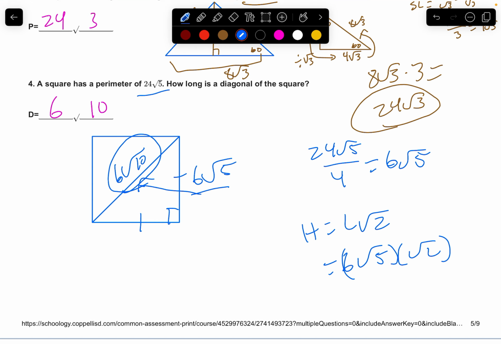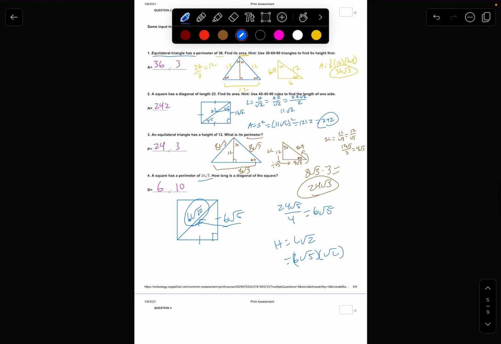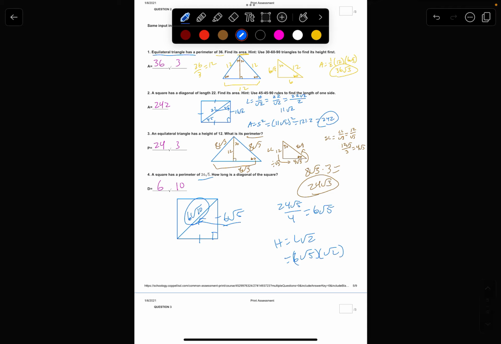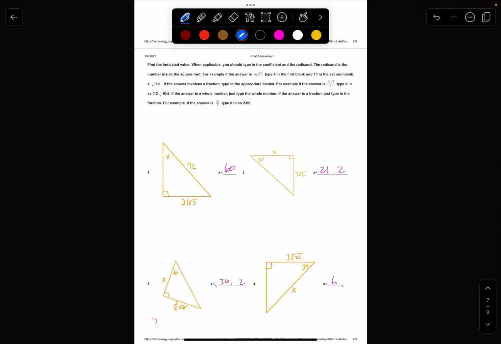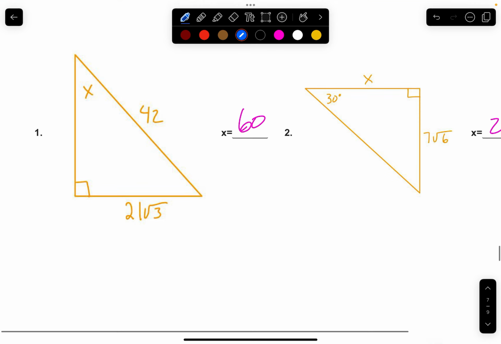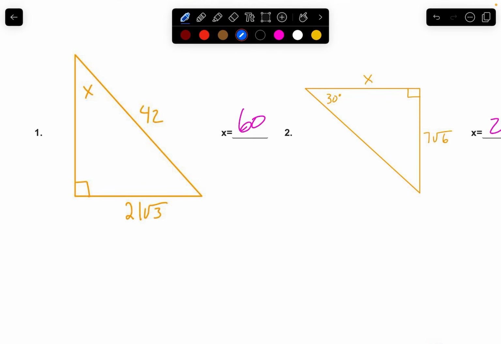Got it. So we've got to get these special cases down. Squares, rectangles, equilateral triangles. All right, and we pick it up a little bit. They start getting a little tougher. This is what they're going to look like more often in here. Got a right triangle. They're actually asking for the angle. Well, look at this pattern. That's 42. That's 21 root 3.